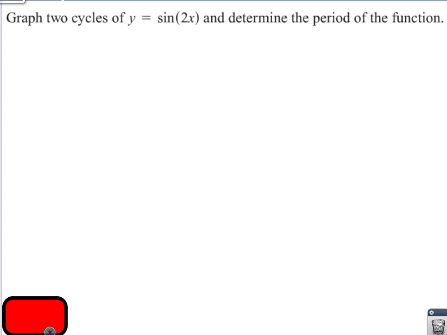Here we go. Graph 2 cycles of y equals sine of 2x and determine the period of the function. Amplitude is still 1. You're not going to change the amplitude at all, but this number 2 right here, what does that 2 do? Horizontal compression times what? Times 1/2. Let's look at your graph.